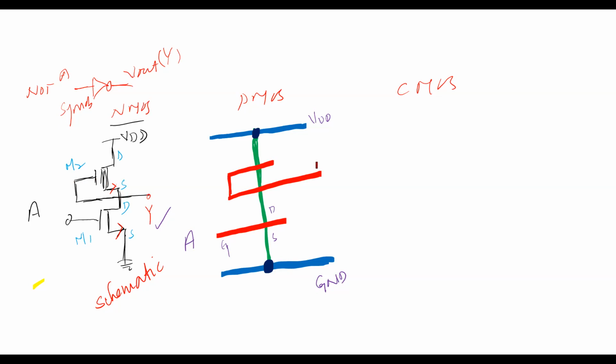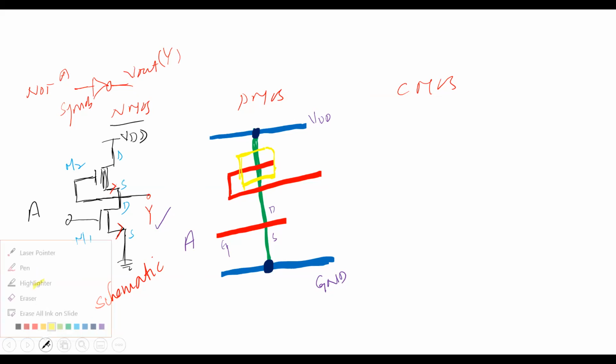Now, of course, this is the depletion MOSFET. To show the difference between the depletion and enhancement MOSFET, one implant is required with the yellow color. So I will take the yellow color. This is my implant. This implant shows this is the depletion MOSFET. Clear? Yes, sir, clear.